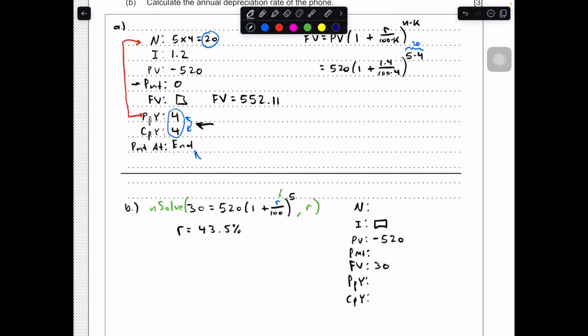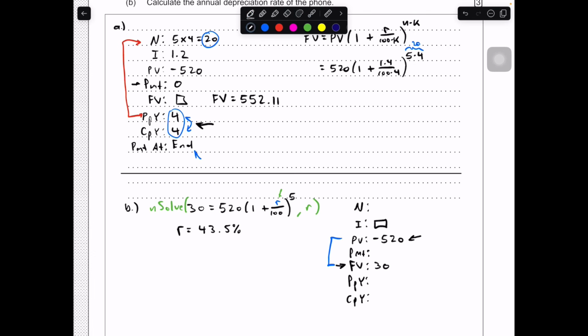So we can imagine that, in this case, the logic is this. We have this $520 locked up in the phone, and at the end we are going to sell it, or the value that we have available to us at the end is going to be $30. I'll show you what happens if we were to put positive, positive. The calculator would just give you an error, and that's usually just a signal that this present value and final value you want to keep different.